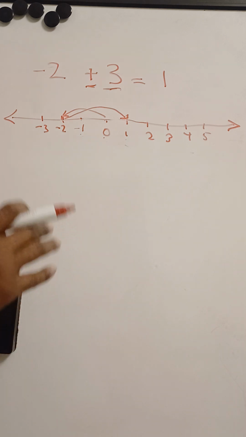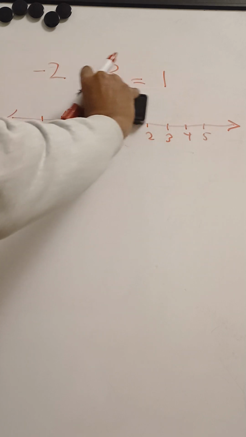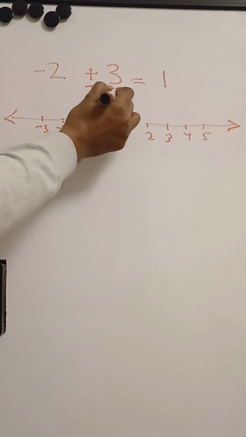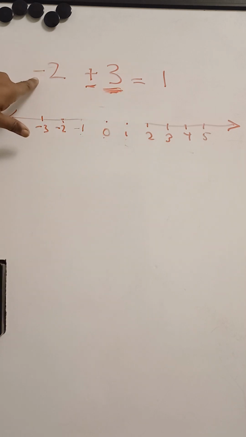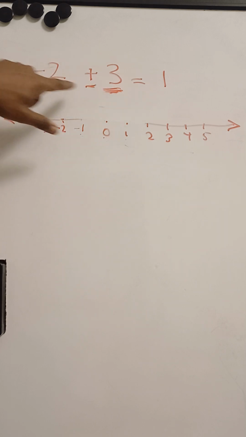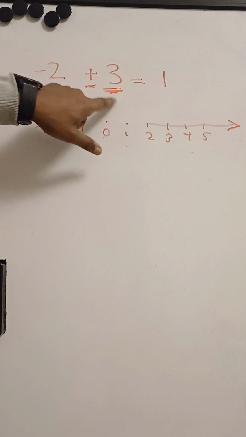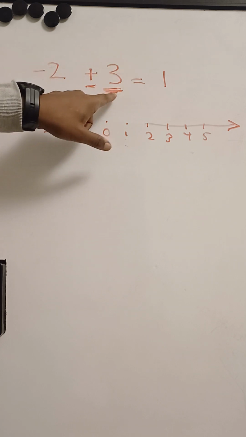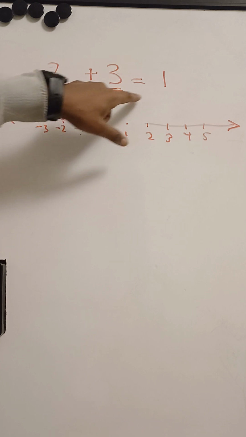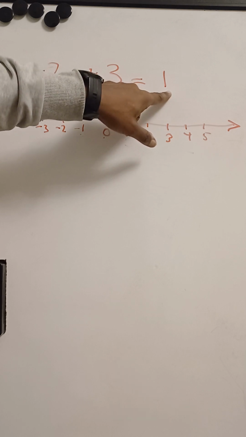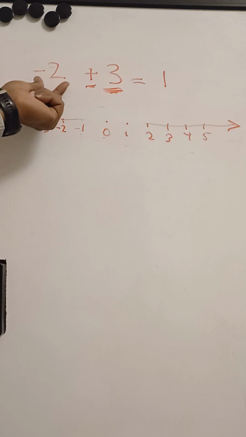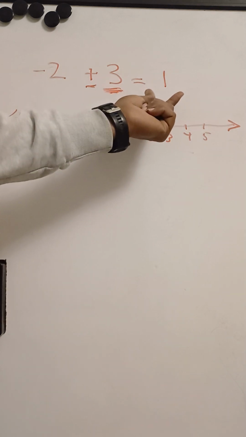So notice that the larger number is 3. If we ignore the signs, and we have positive and negative numbers, if the larger number is the positive one, the final answer would be positive. And the other way around, if the greater number is the negative one, the final answer would be negative.